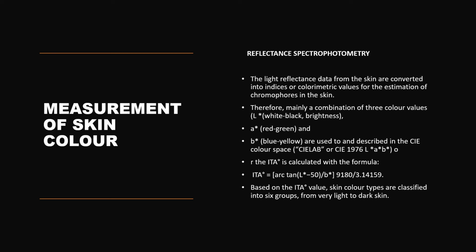So based on the ITA, that is the ABC three parts, and the incorporation of the formula, it gives the exact type of the skin tone color, which can be further classified into 6 groups ranging from very light to very dark skin. So this is the formula. This is the formula which is being utilized for the calculation of the skin tone.